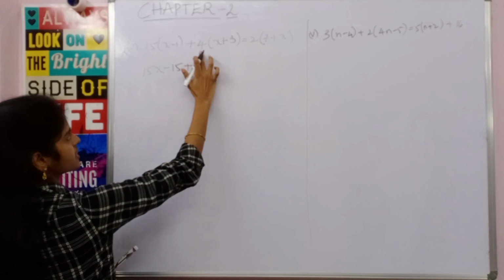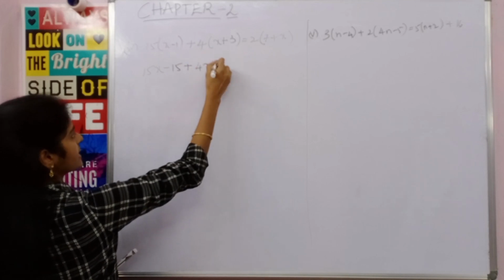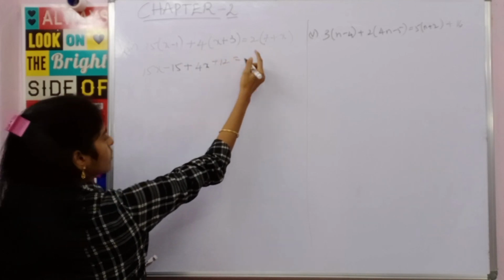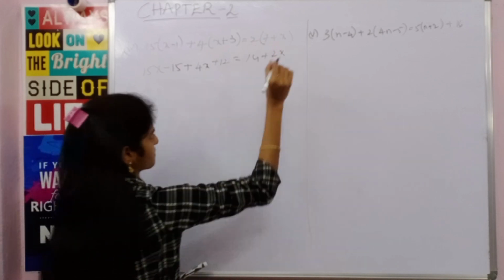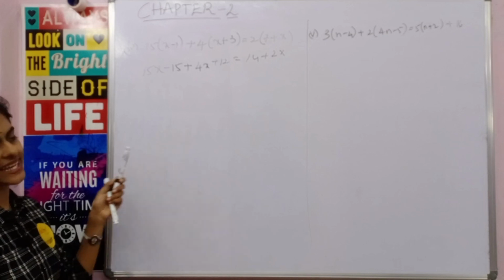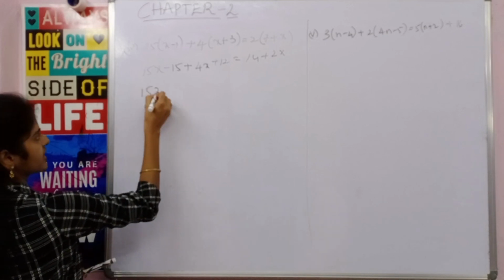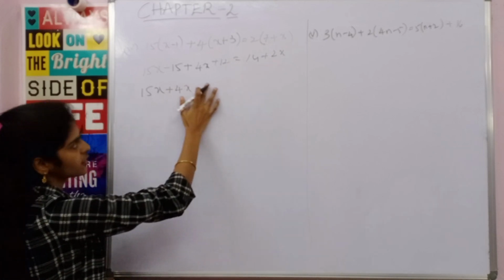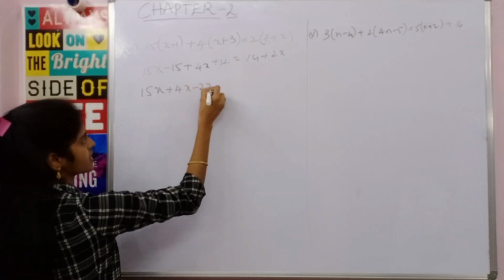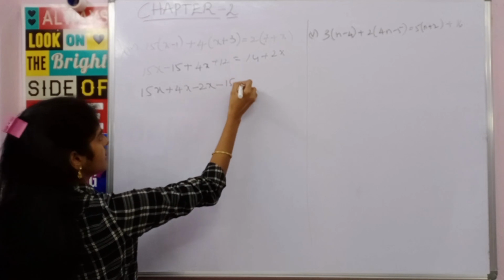Then you have plus 4 into x, plus 4 into 3 is 12, equal to, now this is 2 into 7 is 14 plus 2 into x is 2x, okay? Now let us bring all the x terms together. So this is 15x plus 4x, here you have 2x in RHS, so bringing it to LHS it will be minus 2x, minus 15 plus 12 you have.